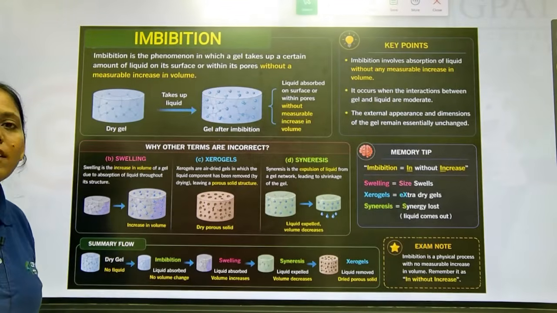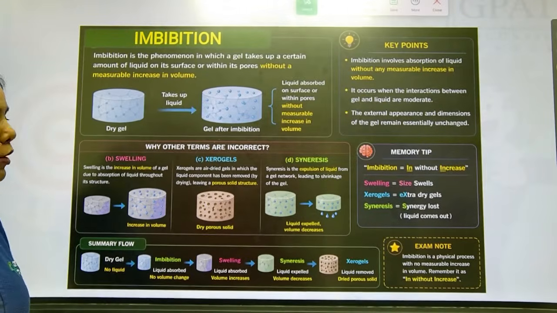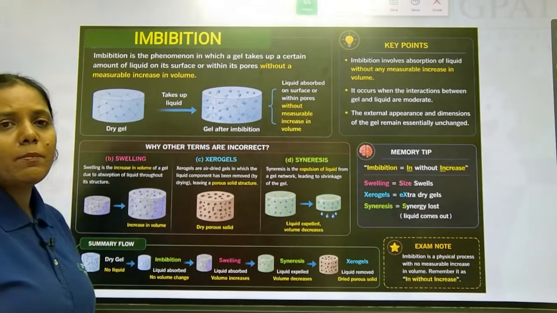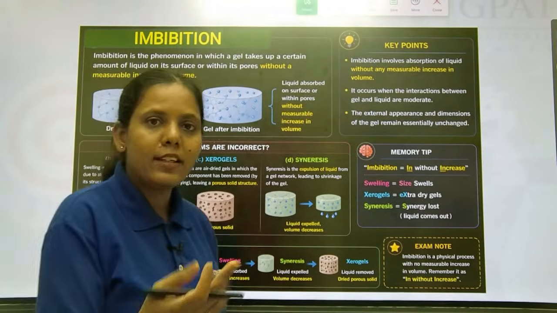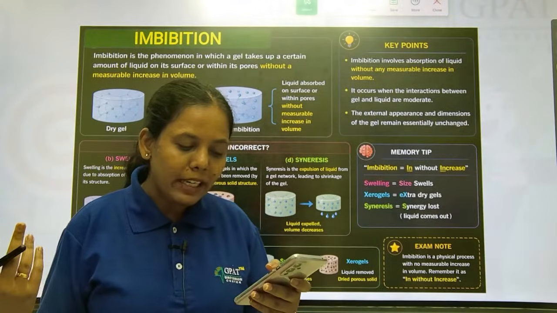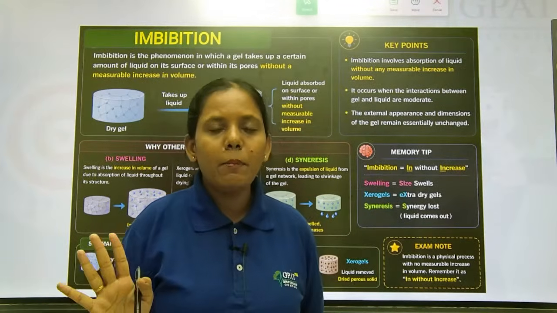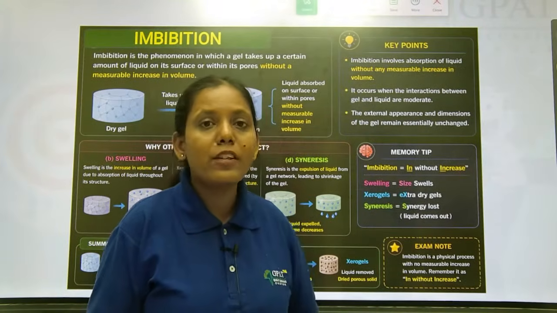Xerogel means there is no liquid present, so that is your xerogel. Swelling, I already told you. And syneresis means whatever liquid is present inside the gel, a little of it is coming out. When it is completely removed, it is known as xerogel. And because no liquid is remaining, xerogels are also known as solid gels.